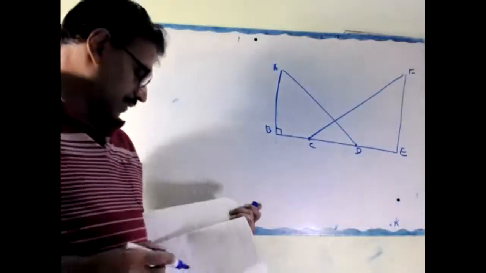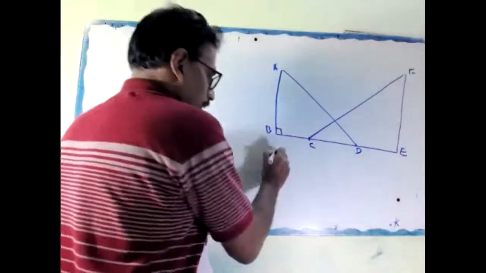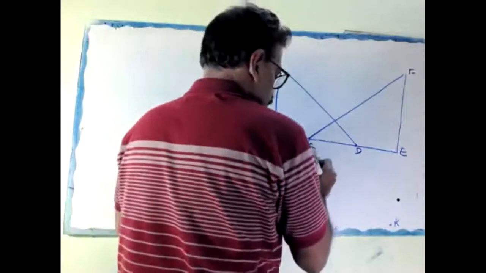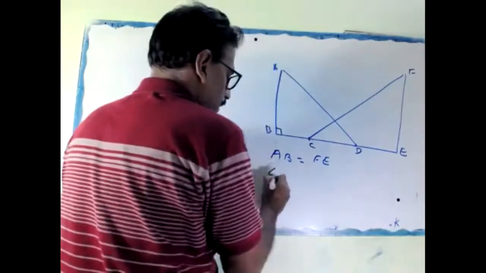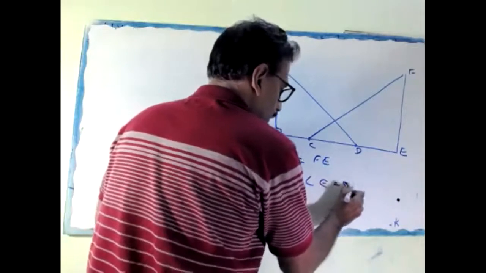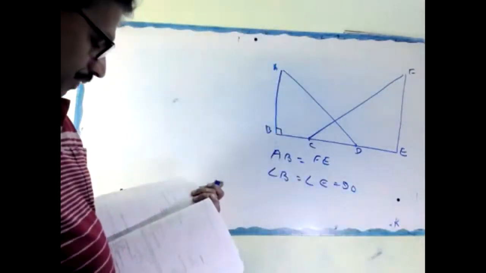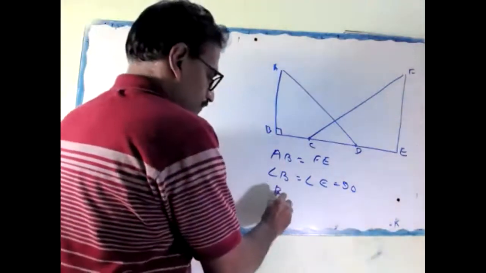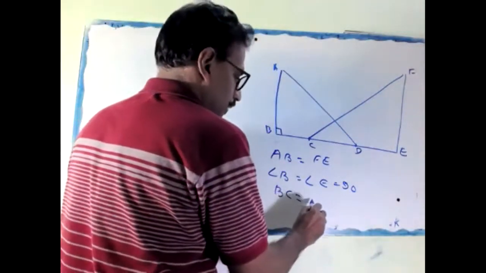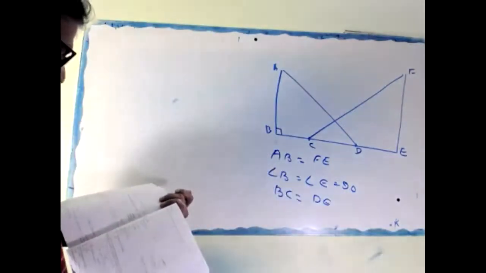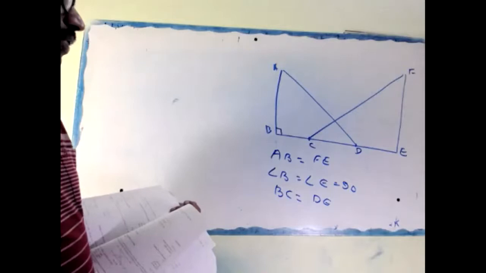Okay. AB equal to FE. Angle B equal to angle E, 90 degrees. BC equal to DE. What do you have to prove? To prove triangle ABD congruent to FEC.